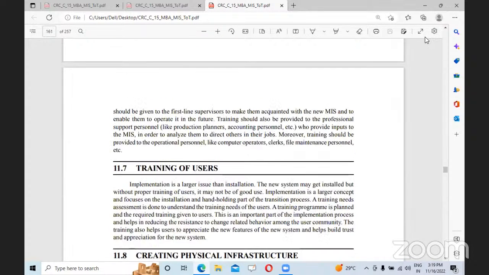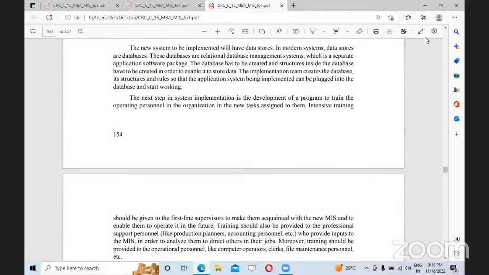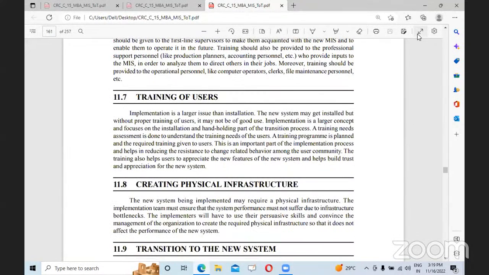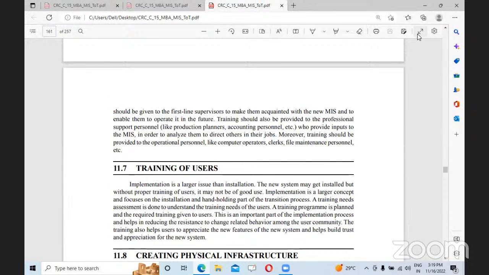The next step in system implementation is the development of a program to retrain the operating personnel in the organization in view of the new tasks assigned to them, and intensive training to be given to the first line supervisors to make them acquainted with the new MIS system and to enable them to operate it in the future. Training should also be provided to the professional support personnel who provide inputs and guide others in their jobs. Moreover, training should be provided to the operational personnel like computer operators, clerks, file maintenance personnel, etc.